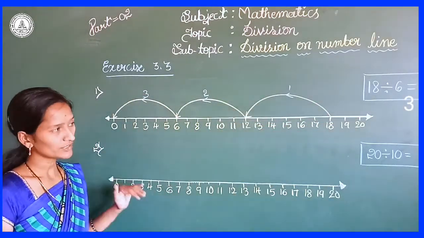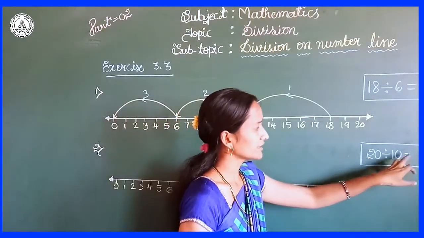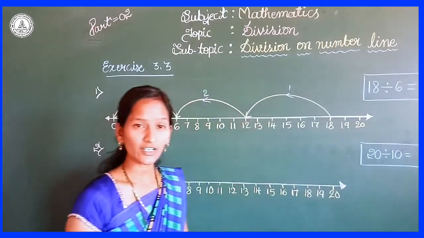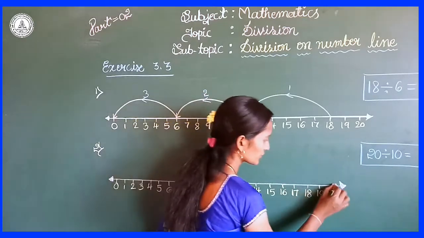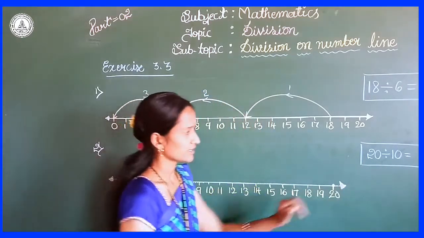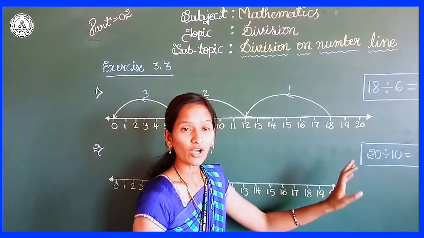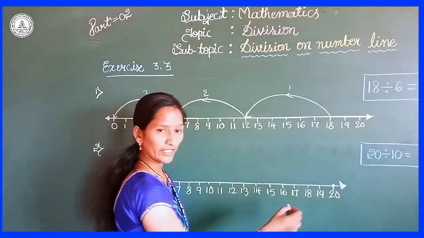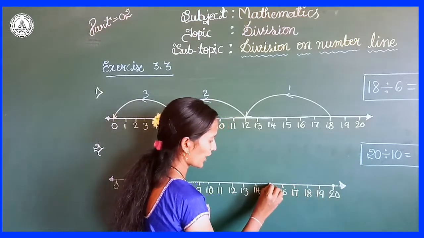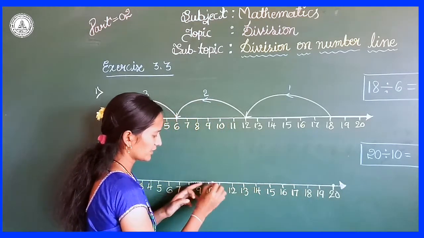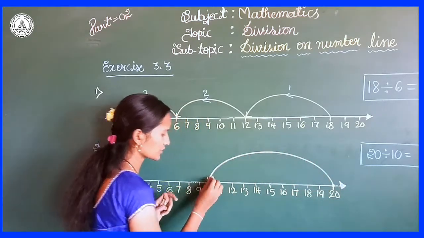Right? So now come to the second problem. See here, the question is 20 divided by 10 is equal to dash. So here, which is the starting number? This 20 is the starting number, right? So here, where is 20? So here is the 20, right? The next, this 10. What does this 10 indicate? 10 indicates the number of steps. See here, I am starting from 20 here. See here, 1, 2, 3, 4, 5, 6, 7, 8, 9, 10. So from 20 to 10, it is the first jump.